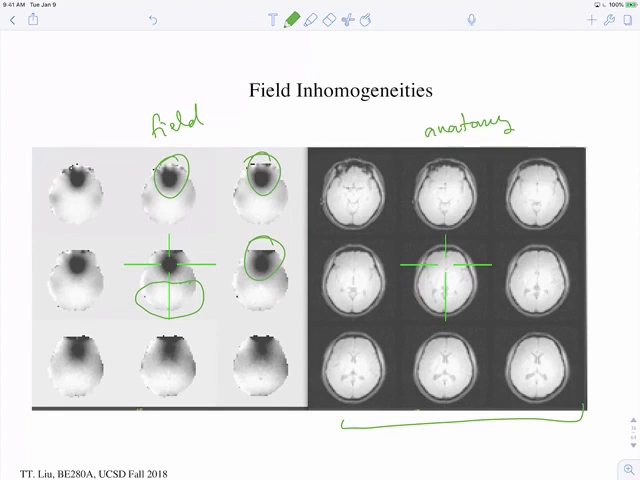Does anyone know what your sinuses are? What is a sinus? Yeah, pockets of air. So it turns out you have these big pockets of air here, here, here. Anyone who has a sinus infection will know a lot about sinuses. And those pockets of air, the susceptibility of air is very different from the susceptibility of the brain tissue. And so that change in susceptibility causes the fields to be very distorted. This is a problem that we face every day because it really screws up our measurements.